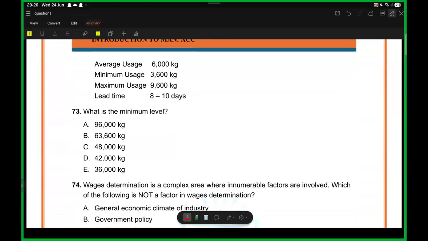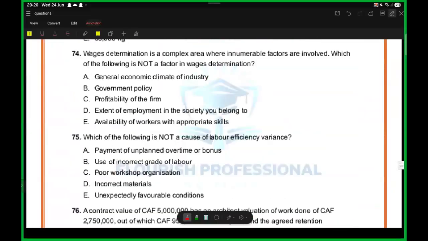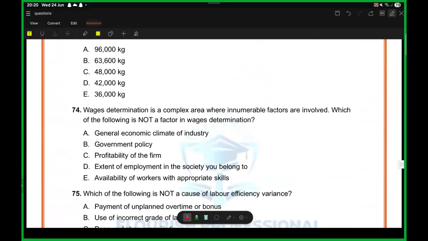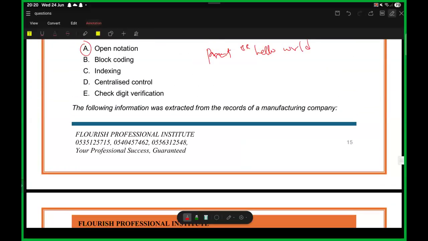Okay. Let's do a question on 70. Wait, where am I? Okay. So question 73. I will delay a little on question 73 so that I explain some things there.